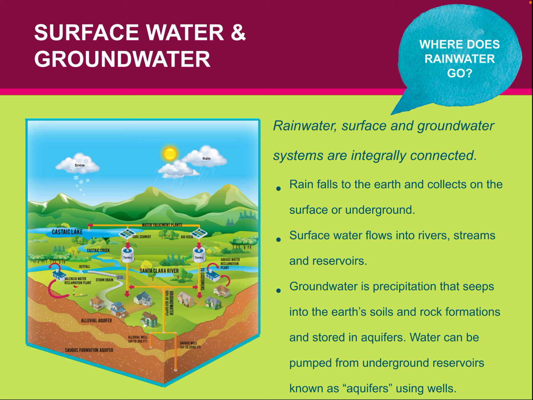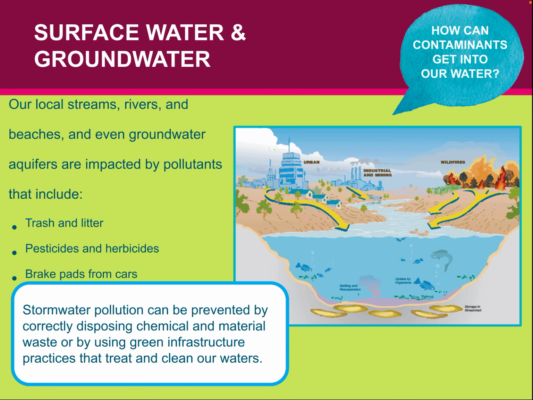So in this map, you can see how the rain falls down, gathers in areas such as Castaic Lake, goes to water treatment plants, tanks, and then to customers after it has been sanitized and cleaned and made safe for usage. Likewise, our local streams, rivers, and beaches, and even groundwater aquifers are impacted by pollutants. These pollutants include trash and litter, pesticides and herbicides, as well as brake pads from cars, urban runoff, and other such things. Stormwater pollution can be prevented by correctly disposing of chemical and material waste or by using green infrastructure practices that can treat and clean our waters.